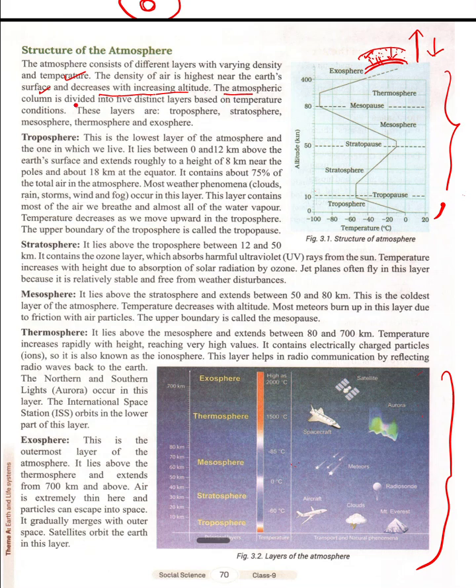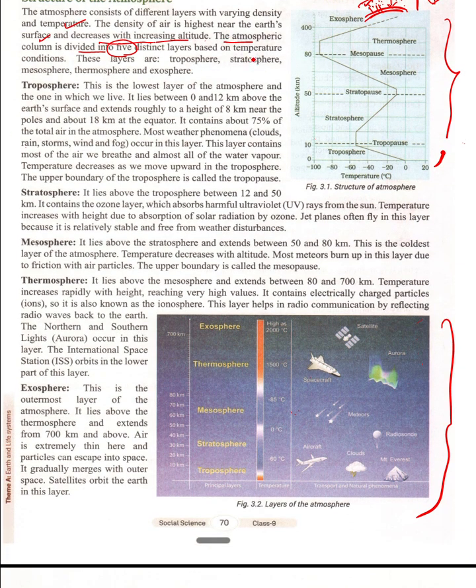The atmospheric column is divided into 5 distinctive layers based on the temperature conditions. These layers are troposphere, stratosphere, mesosphere, thermosphere and exosphere. The first one is troposphere. This is the lowest layer of the atmosphere and the one in which we live.